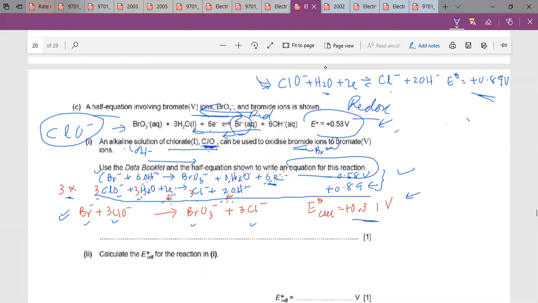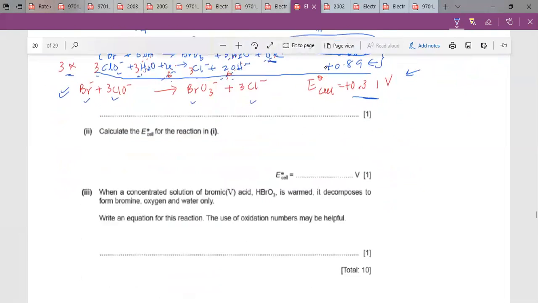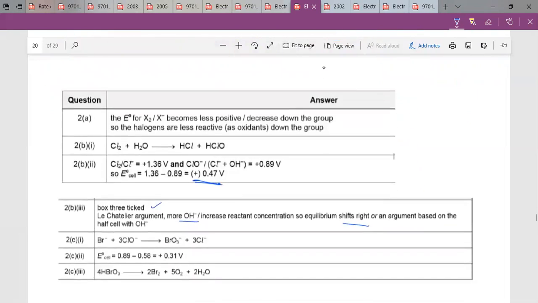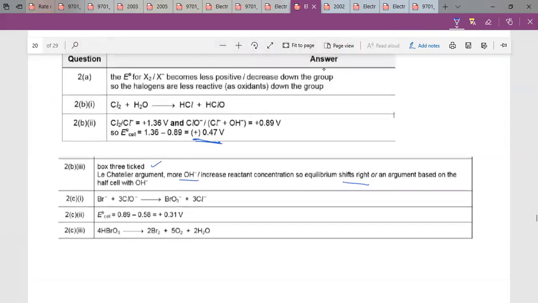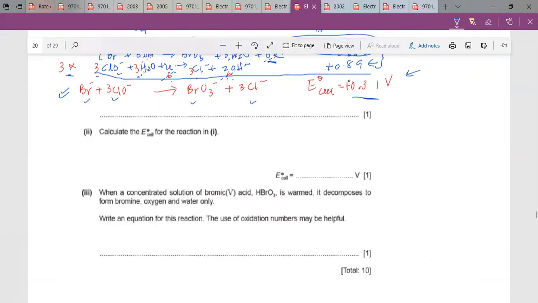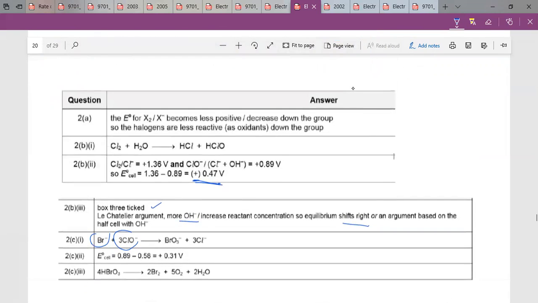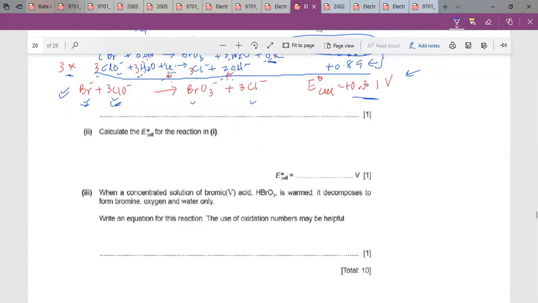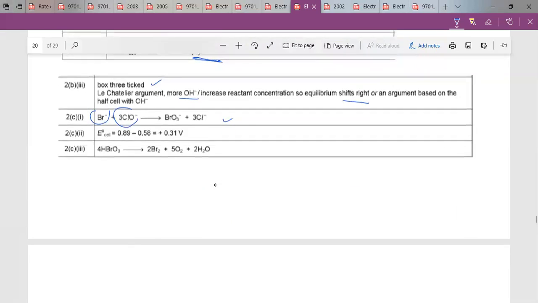So you kill 2 birds with 1 stone now. You can see the answer here. 1 Br minus and 3 ClO minus go to 1 BrO3 minus and 3 Cl minus. The EMF is plus 0.31. Okay, so I'm just going through this with you. I won't go through this one with you here. You can do this one later by yourself. I have no time for that.